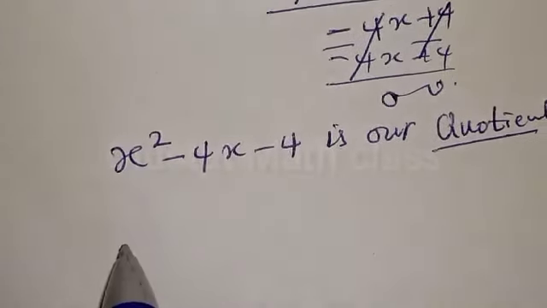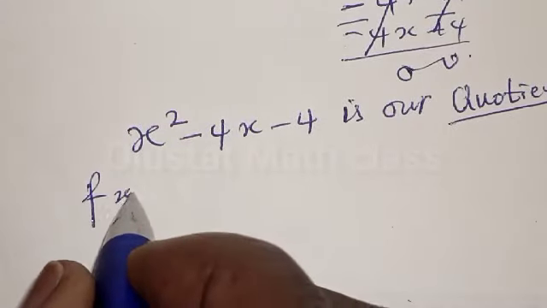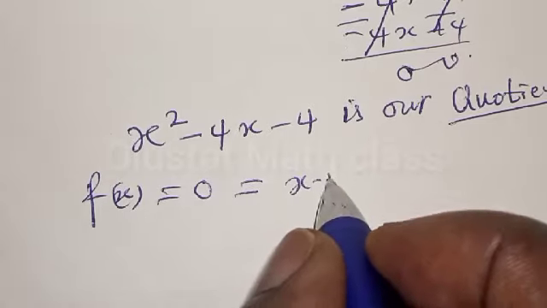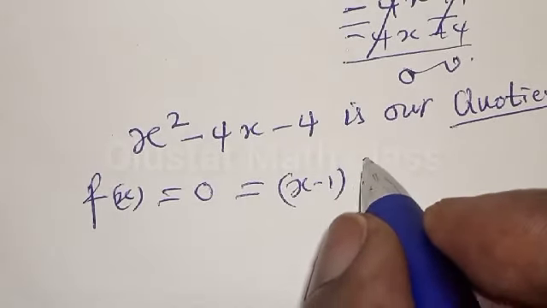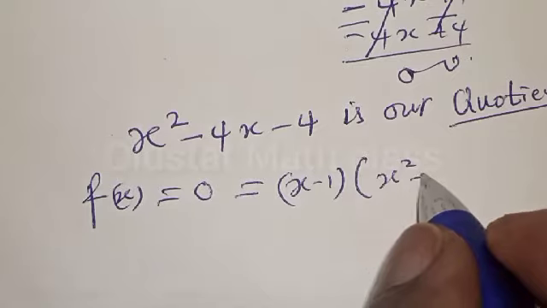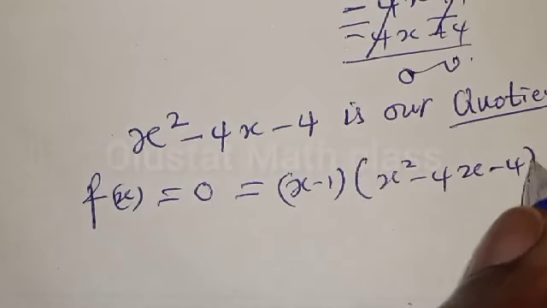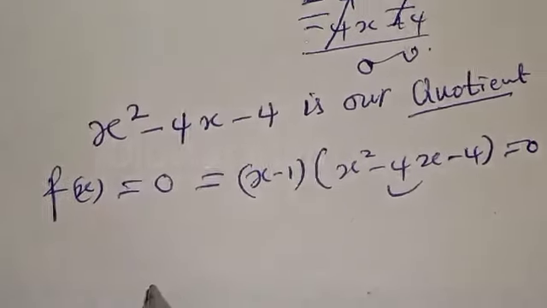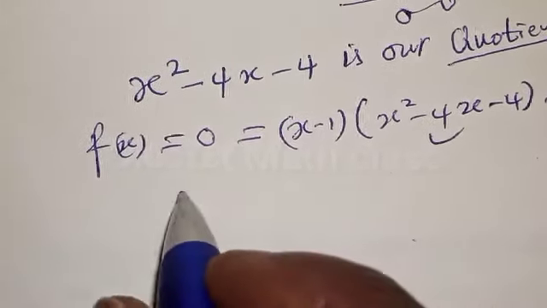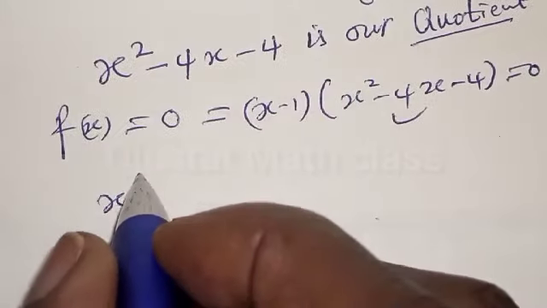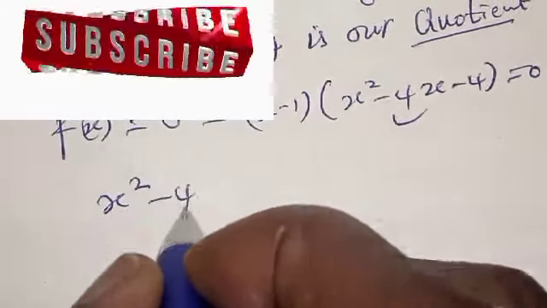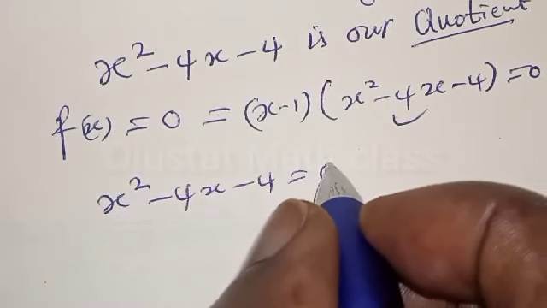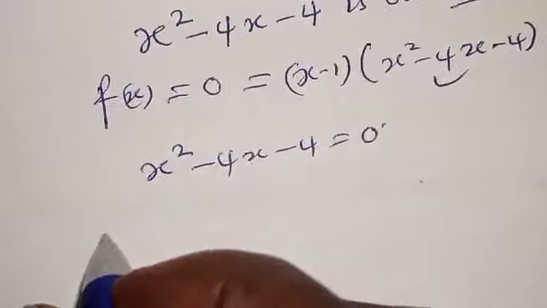Then therefore, f of x equal to 0, which is equal to x minus 1 into x squared minus 4x minus 4, then equal to 0. Now let's try and solve this. This is a quadratic equation. We have x squared minus 4x minus 4 equal to 0. Let's use the quadratic general formula.